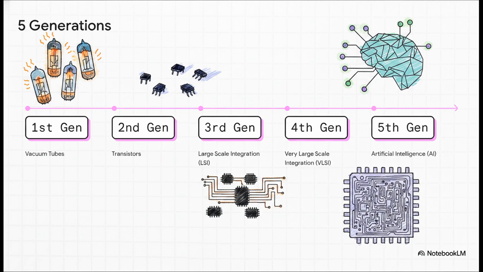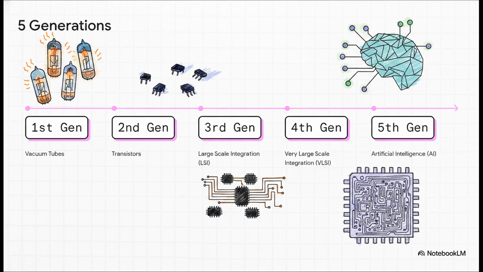So the crucial point we need to take away here is this entire complex architecture didn't just appear overnight. It rapidly evolved across 5 distinct historic generations. We started out with massive, heat-producing vacuum tubes. Then we moved to smaller transistors. From there, we scaled up to large-scale integration and then very large-scale integration, which finally gave us the microchips we know today. And now, we are firmly in the 5th generation, where artificial intelligence is beginning to dynamically alter how processing itself occurs.